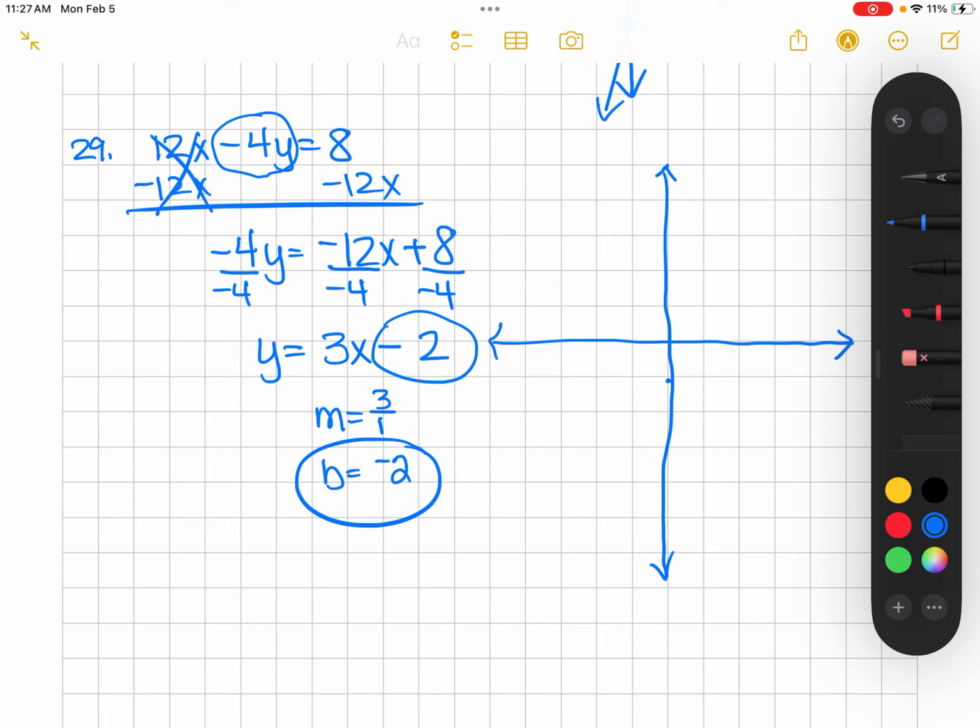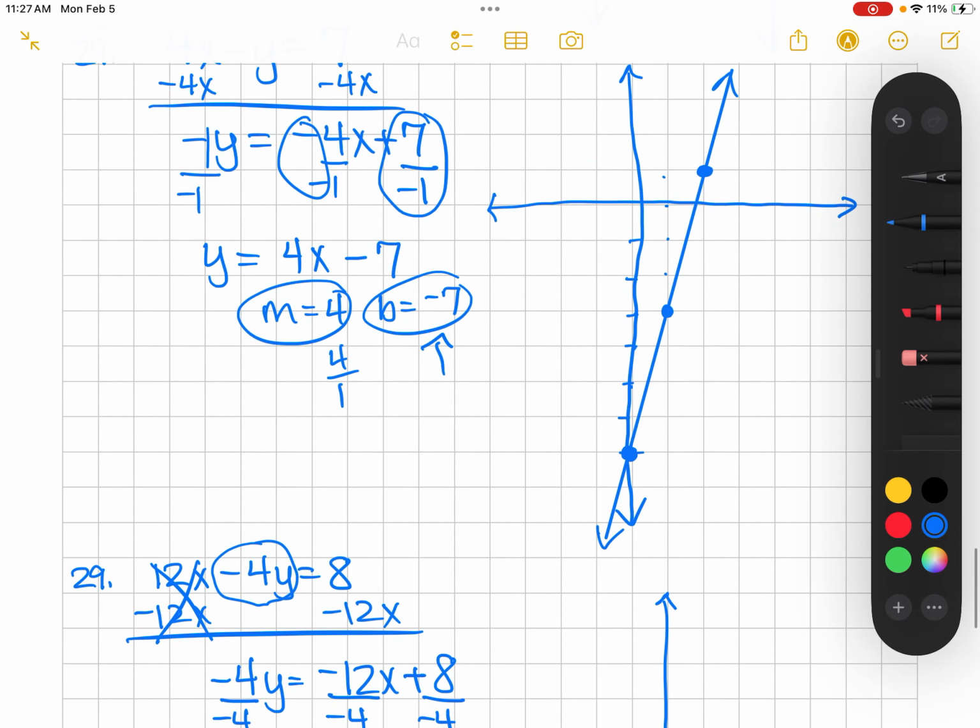Okay, so first I'm going to graph the y-intercept. So I go down to -2 on the y-axis. And then my slope is 3 over 1. So I'm going to go up 1, 2, 3, and over to the right one, because the slope is positive.